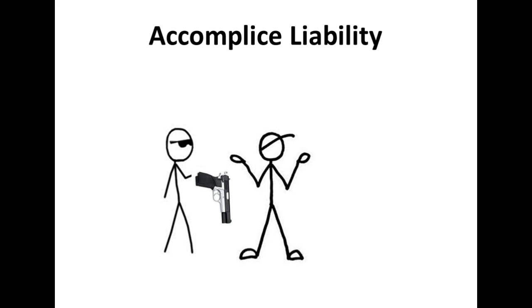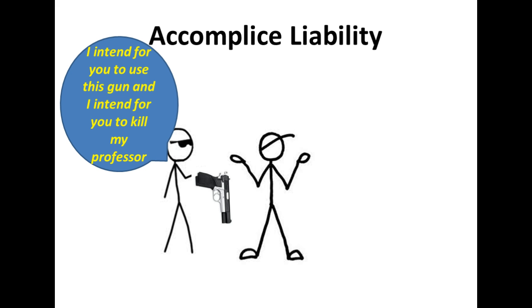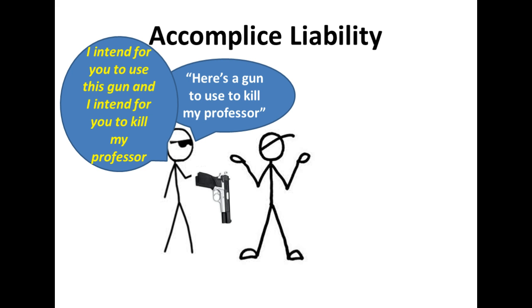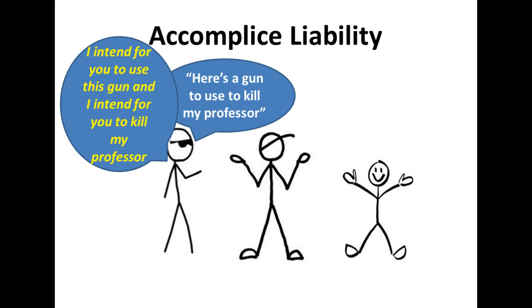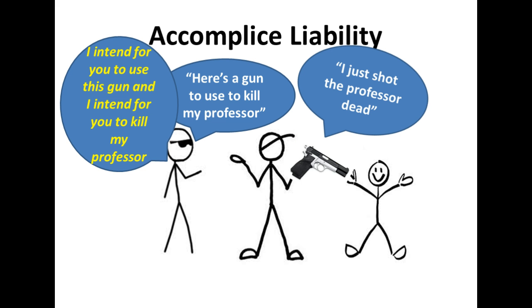So again, our fellow with the gun with the sunglasses and the perpetrator with the baseball hat. The fellow with the gun is thinking, I intend for you to use this gun, and I intend for you to kill my professor. So the two intents: intent to use the gun, which is the intent to aid, and the intent that the perpetrator commit the crime. Here's a gun to use to kill my professor. Gives it to the guy with the baseball hat, shoots the professor. I just shot the professor dead, he says.